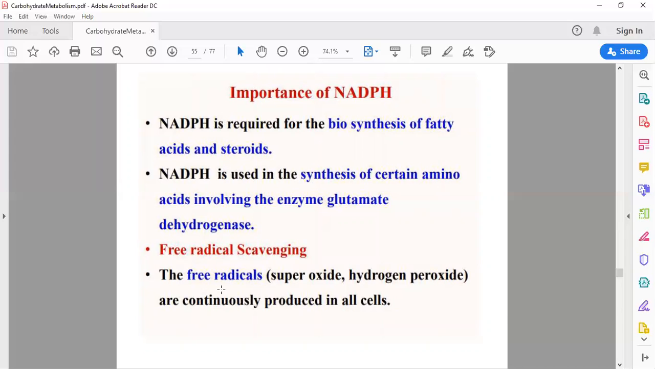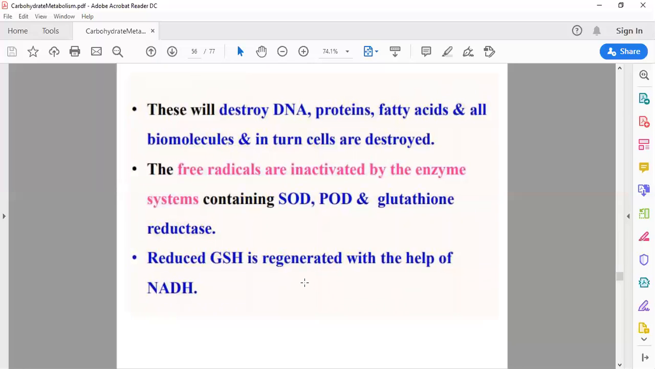Then it also acts as free radicals. Superoxides and hydrogen peroxides are continuously produced in all cells. So NADPH plays a very important role in inhibiting the action of these free radicals. These free radicals can destroy proteins, fatty acids, and biomolecules, and therefore they are inactivated. These free radicals are inactivated by enzyme systems containing glutathione, then SOD, POD, etc. Reduced glutathione is regenerated with the help of NADPH.